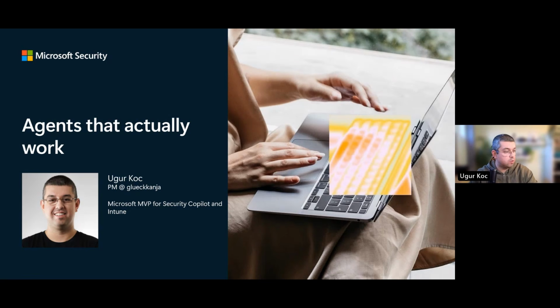My name is Ugur Koc. I'm a product manager at Lucania, and I'm an SSP in Germany. And as Patrick also mentioned, also an MVP for Security Copilot and Intune.